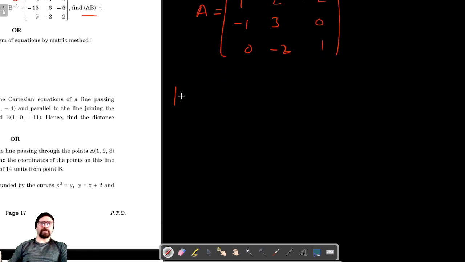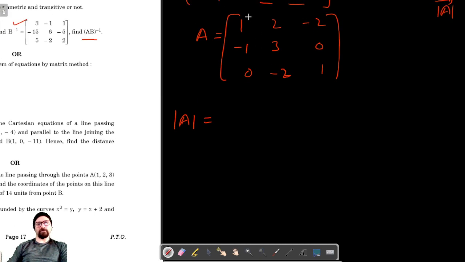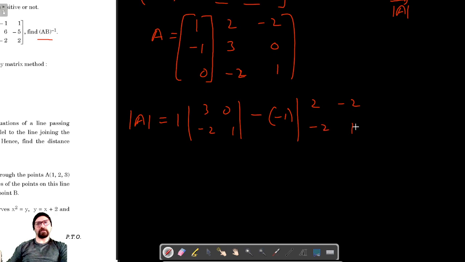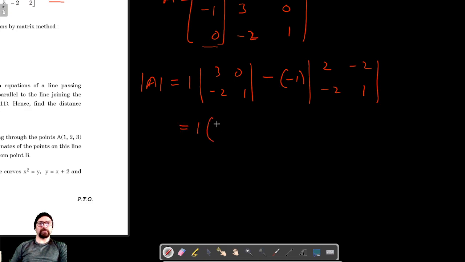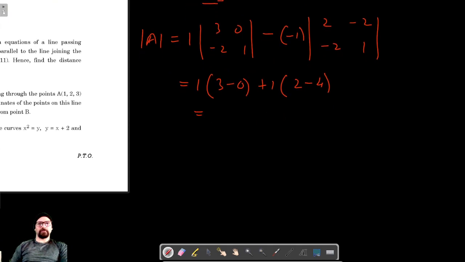Now let's find the determinant of this, and we are going to evaluate it along this column. So it's 1 into determinant of 3, 0, negative 2, 1, and negative 1 into determinant of 3, negative 2, negative 3, 1. And the last one is 0, so we will just leave it. So this is 1 into 3 minus 0 plus 1 into 2 minus 4. So this is 3 and negative 2, which is equal to 1, which is not equal to 0.